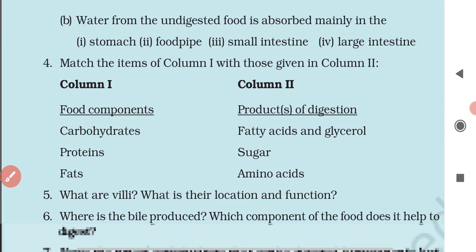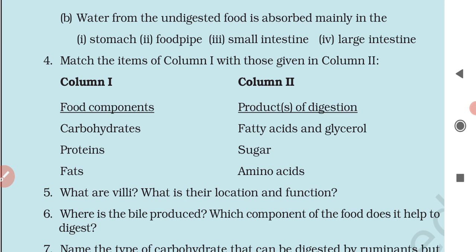Next, question B. Water from the undigested food is absorbed mainly in the where? Stomach, food pipe, small intestine or large intestine? It is the large intestine. Water and some amount of salts will be absorbed from the undigested food in the large intestine, and the undigested food will become a semi-solid paste. So it takes place in the large intestine. Next question.